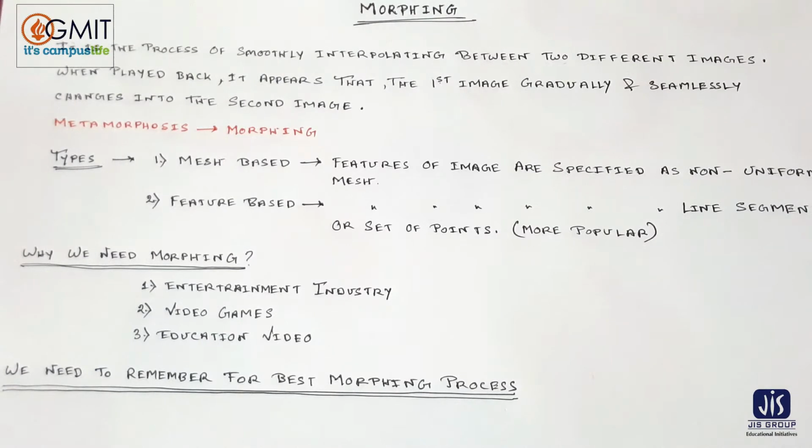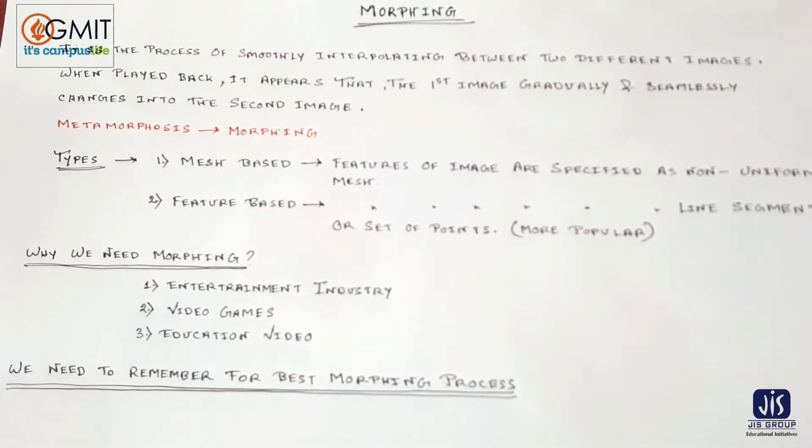Actually, morphing is an animation that changes one image slowly to another image. It's not like there is an image of a tiger and it suddenly becomes an image of a cat. No, it will seamlessly and gradually change, not at a time. It changes slowly. It is often used to change one face to another face. So we need an example to understand this better.